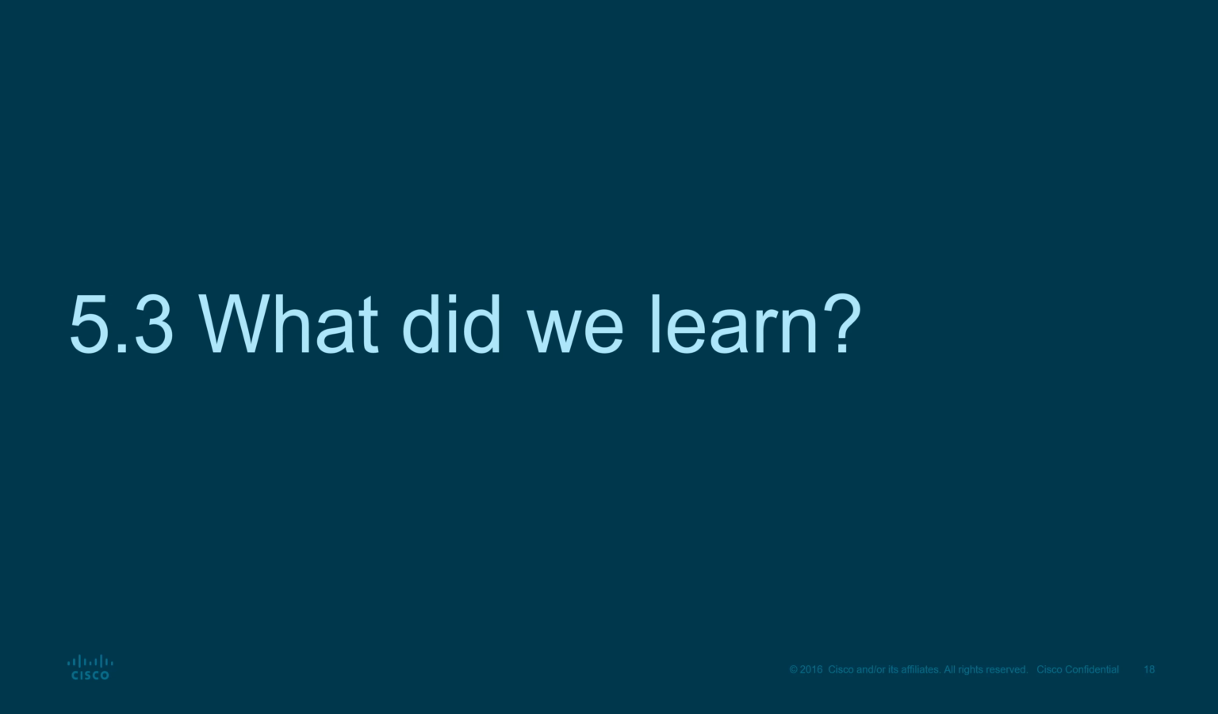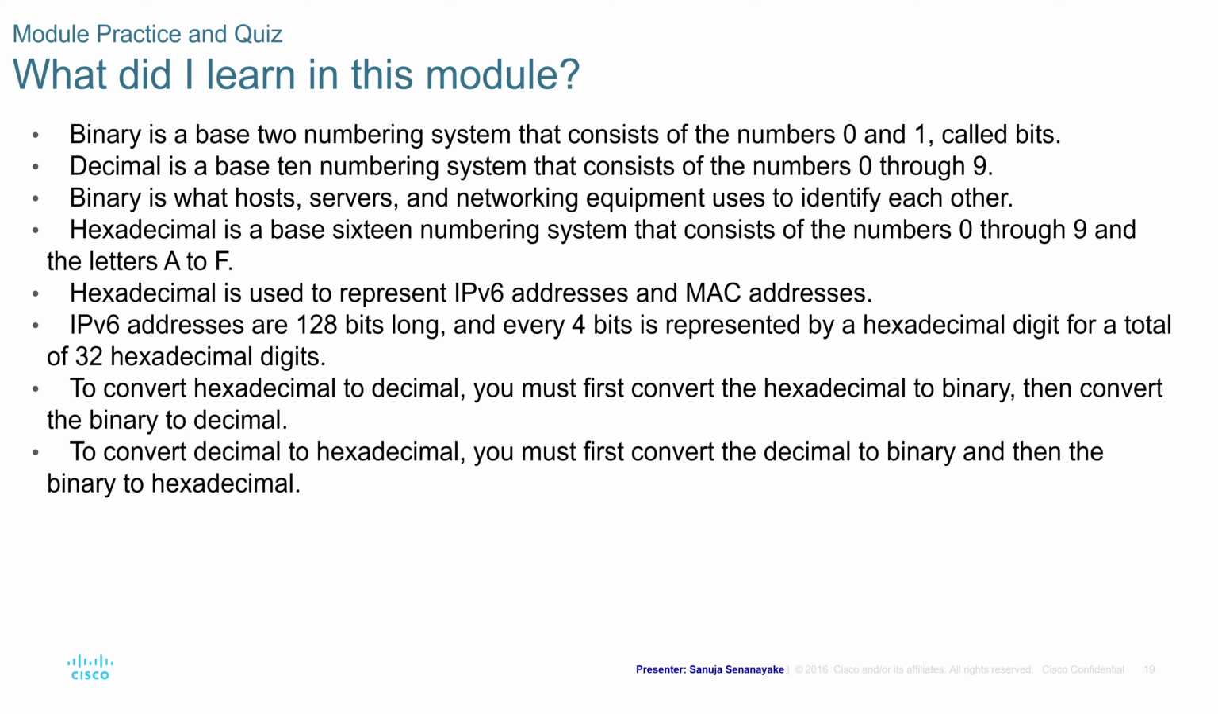So what did we learn in this lecture? We learned that binary is a base 2 numbering system that consists of numbers 0 and 1 called bits. Decimal is a base 10 numbering system that consists of numbers 0 through 9. Binary is what hosts, servers, and intermediary networking equipment use to identify each other. Hexadecimal is a base 16 numbering system that consists of numbers 0 through 9 and letters A to F. And this hexadecimal system is the reason why we have IPv6 addresses and MAC addresses, and it allowed a greater range of numbers to be generated as opposed to IPv4 addresses.